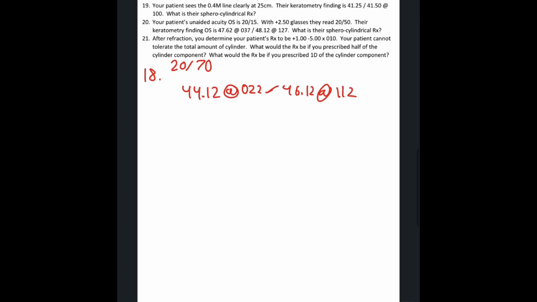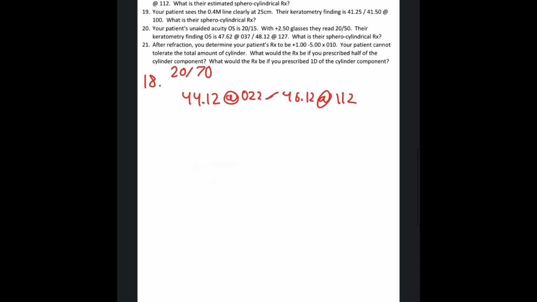Combine all the stuff we've been learning in the other videos, and we're going to use that to solve these problems. So for number 18, we have the patient's unaided acuity is 20/70, and their keratometry findings are 44.12 at axis 22 and 46.12 at axis 112. So we just have to take this step by step.